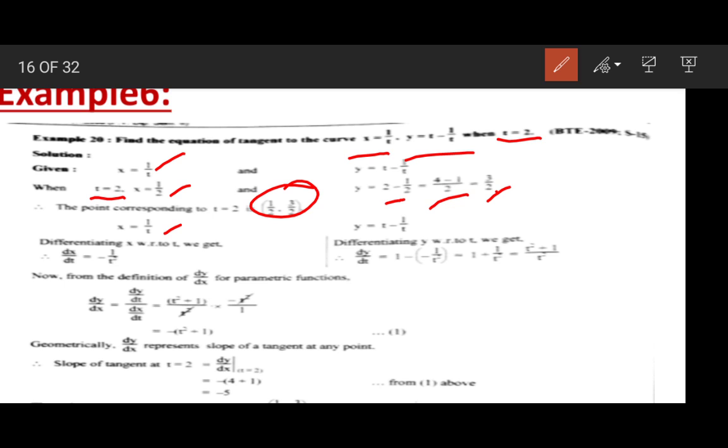Now x is equal to 1 upon t, so we differentiate x with respect to t. The derivative of 1 upon t is minus 1 upon t square. Then y is t minus 1 upon t, so the derivative of t is 1, then minus the derivative of 1 upon t, which is minus 1 upon t square. That is equal to 1 plus 1 upon t square, so t square plus 1 upon t square. Finally we get dy upon dx as dy upon dt divided by dx upon dt. Then we substitute: t square plus 1 upon t square into minus t square upon 1. So finally we get minus (t square plus 1).